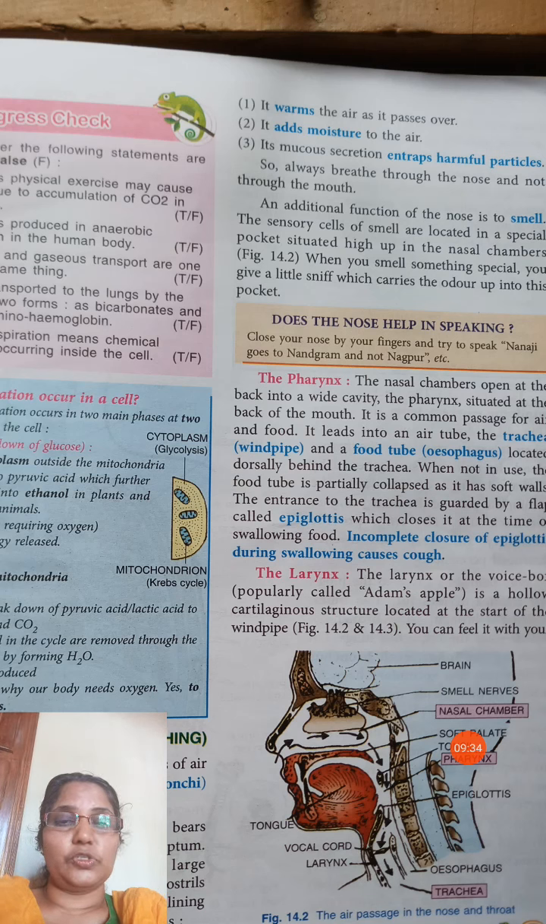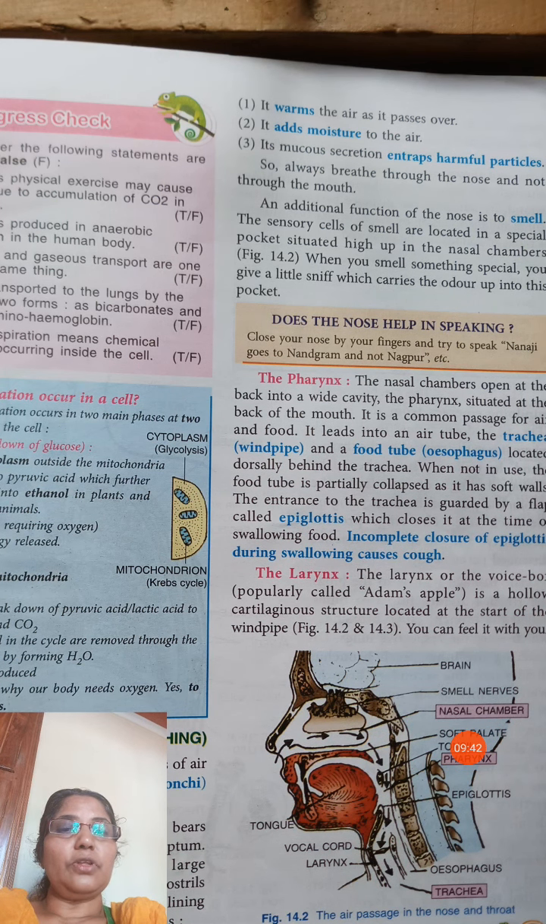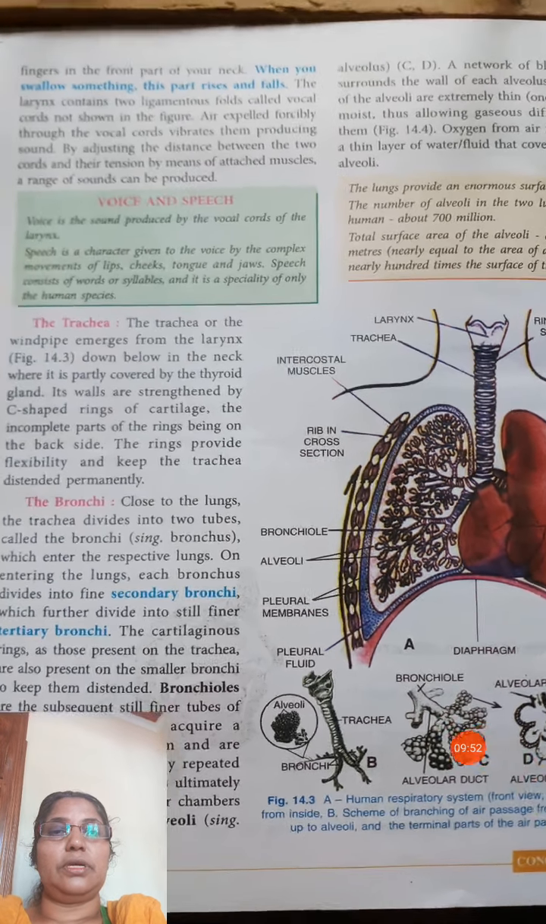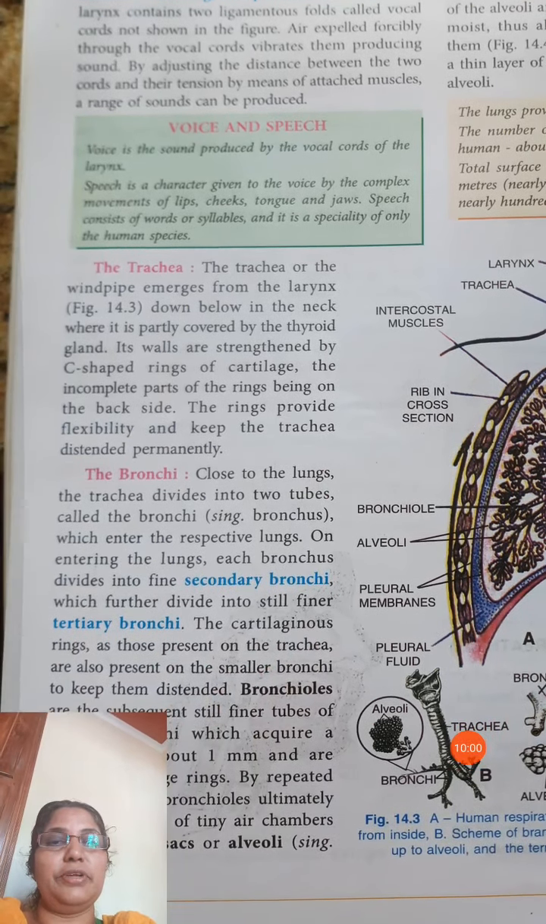Then it also has sensory nerve endings. Sensory cells are also present. Then again you learned about the pharynx, how it works. I explained it. Then again here, the trachea or the windpipe.